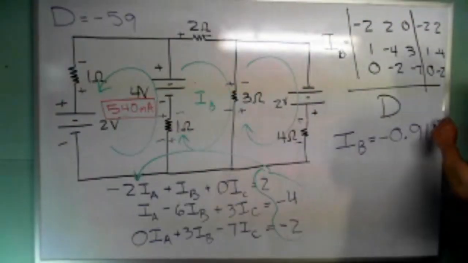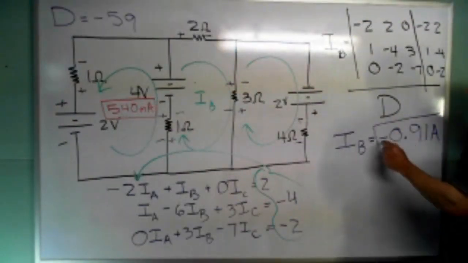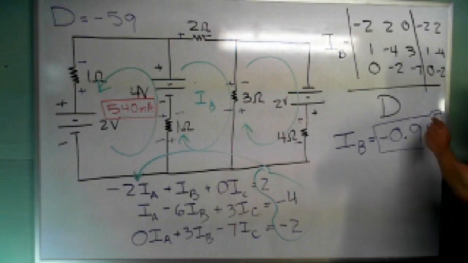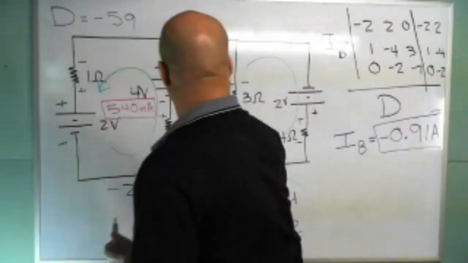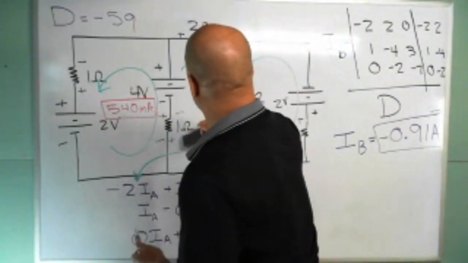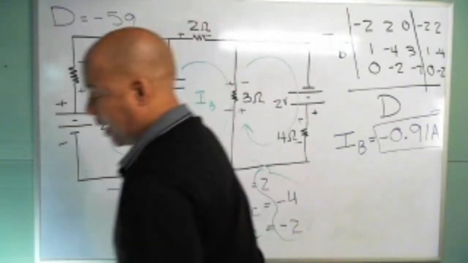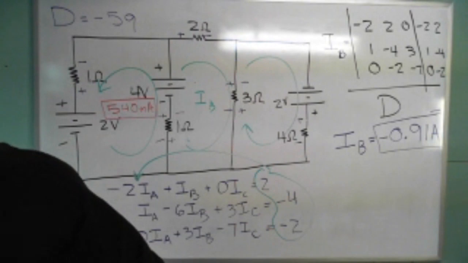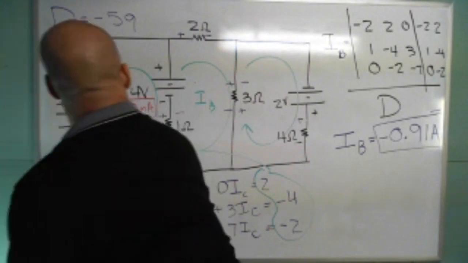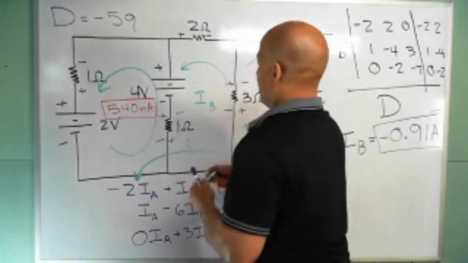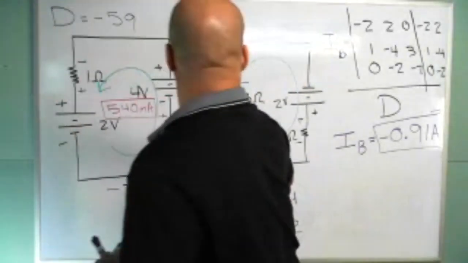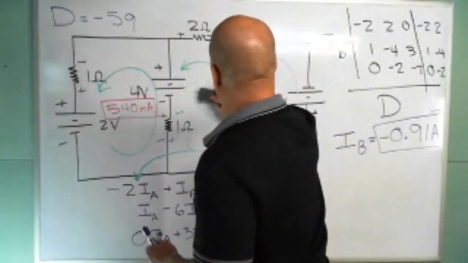So we're saying that we got this as a negative. So if that's correct, then I got to reverse the arrow. Oops. I got to reverse the arrow. And then I can write it as 910 milliamps.